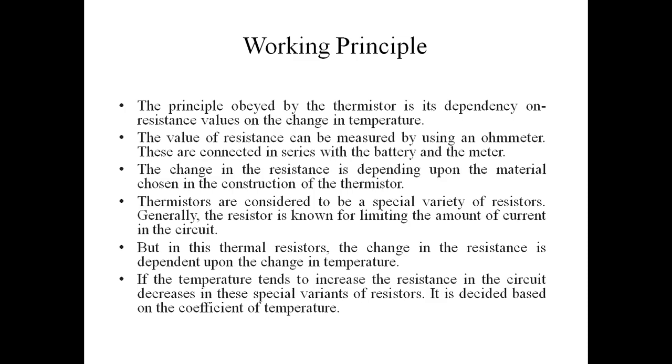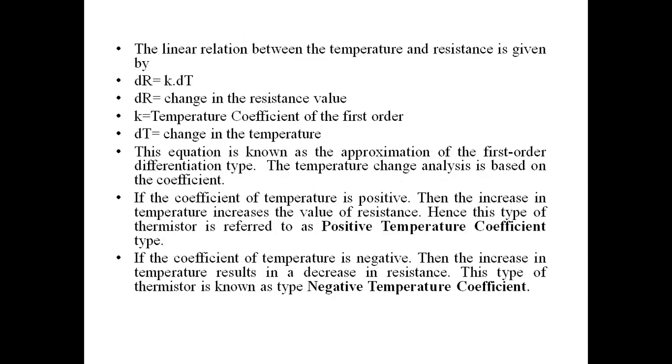If the temperature tends to increase in the circuit, the resistance changes, and it is decided based on the coefficient of temperature. The linear relation between the temperature and resistance is given by dR equals K into dT, where dR is the change in the resistance value, K is the temperature coefficient, and dT is the change in the temperature. This equation is known as the first order approximation, whereas the temperature change analysis is based on the coefficient. If the coefficient of temperature is positive, then the increase in temperature increases the value of resistance. Hence this type of thermistor is referred to as positive temperature coefficient.